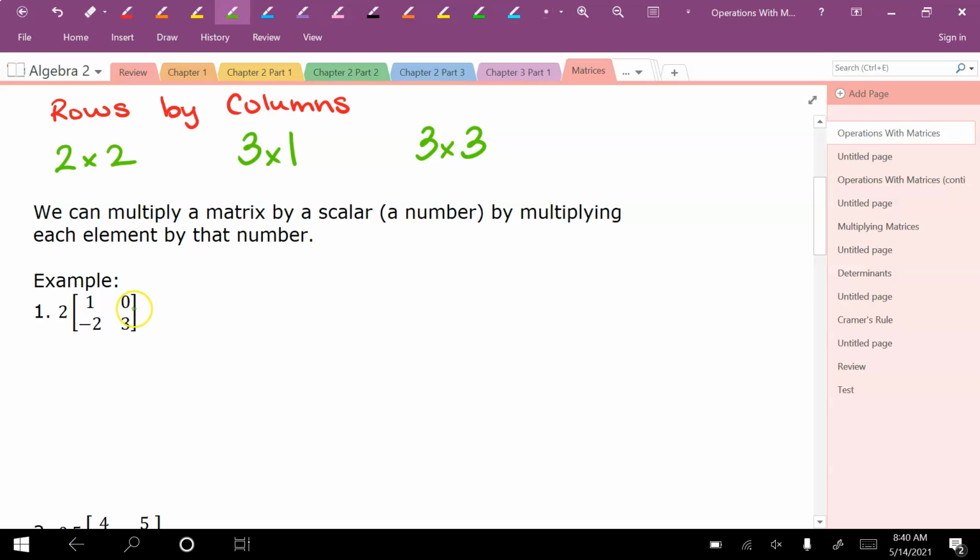When we multiply a scalar into a matrix, you're basically thinking of the distributive property. You take the number that's out front of the matrix and multiply it into all of the numbers inside the matrix. So for this one, we're going to take 2 times all of those numbers inside there. So 2 times 1 would be 2. 2 times 0 would be 0. And then we do 2 times negative 2 and 2 times the 3. So we get negative 4, 6 on the bottom.